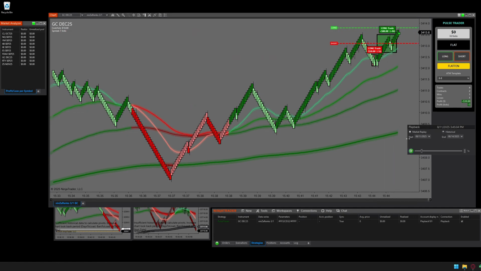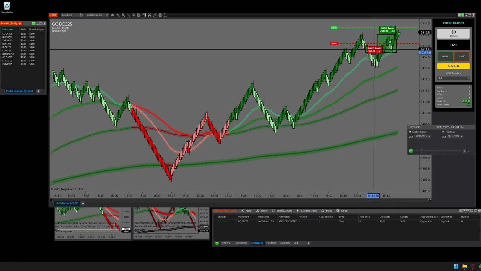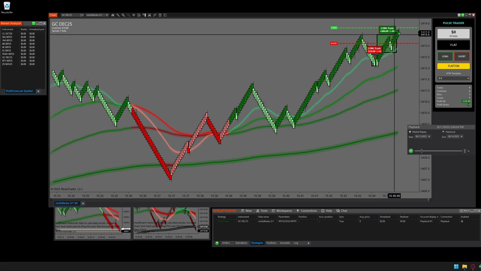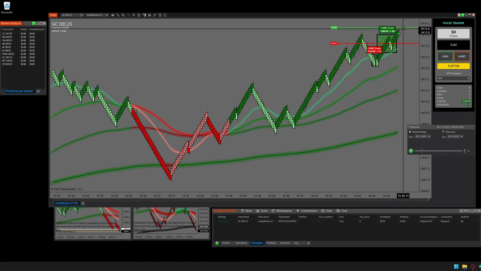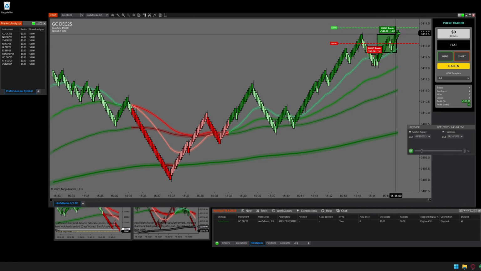So what happens now is it creates this little box, and the box, sorry, it's a bit hard to see, starts on the bar where the entry was taken, and it ends on the bar where the entry was closed. It tells you it's a long trade, $80, 8 ticks. All right, and you'll see this is now reset. If you go long, it says long armed.